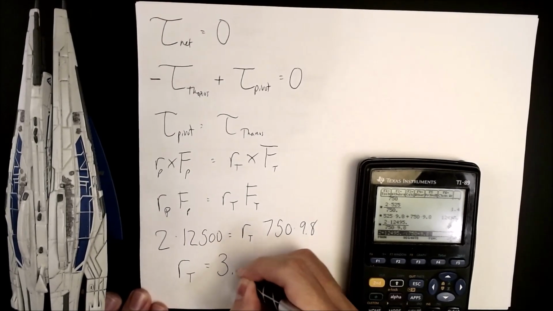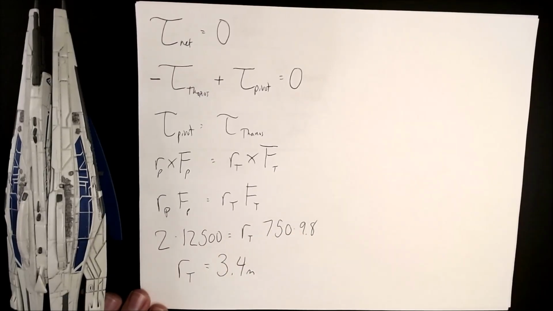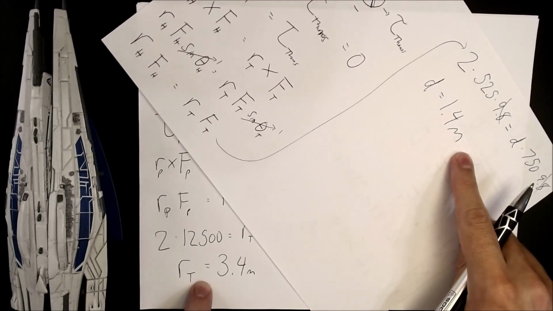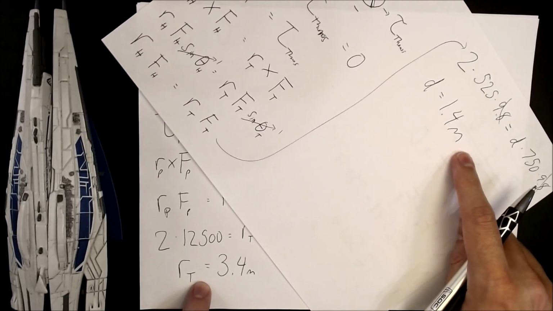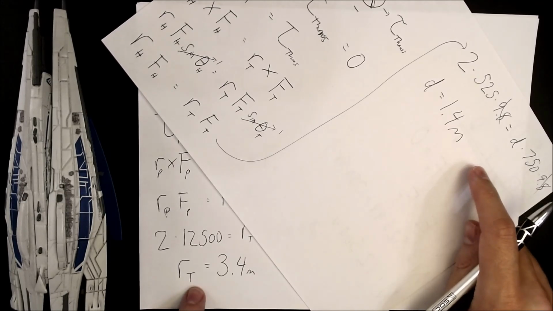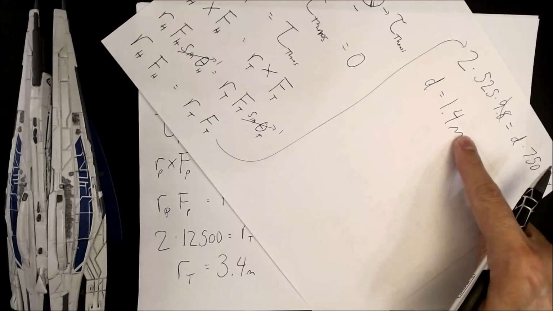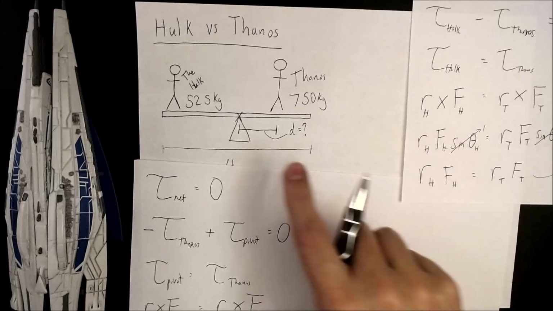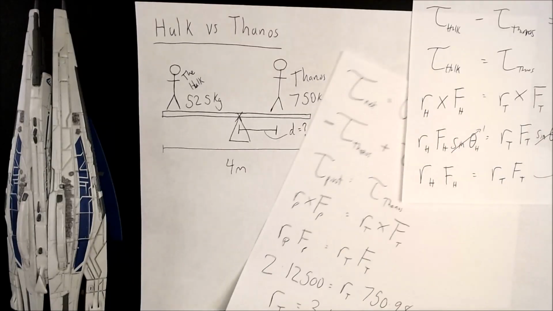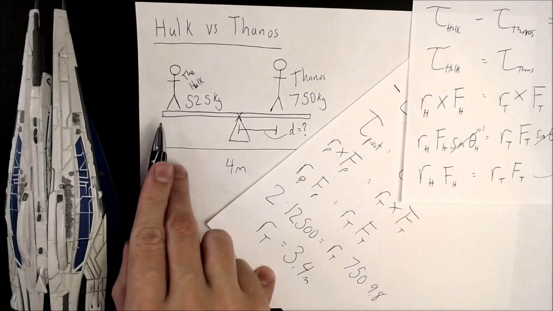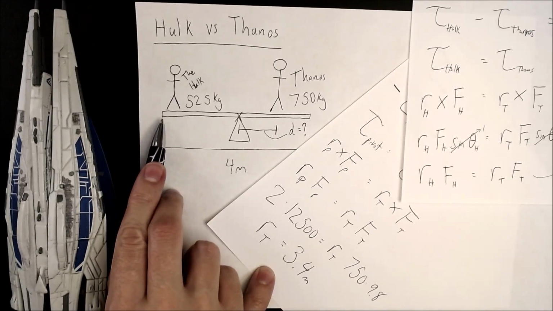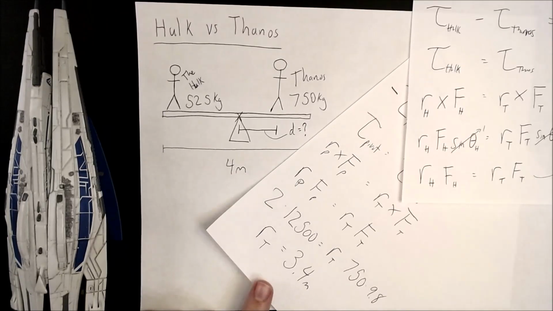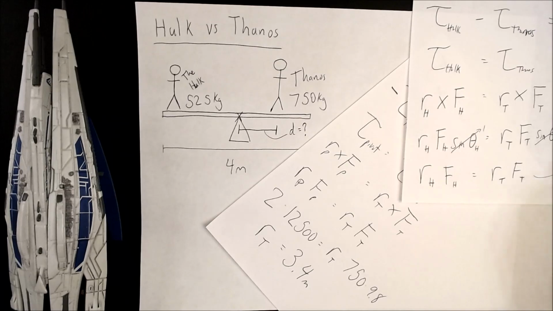Is this right? 3.4 meters? Wait a second. I got 1.4 meters over here. How are we going to make sure that we're actually right? Well, on this one, I was measuring from the pivot point. Thanos was 1.4 meters from the pivot point. But on this one, I was measuring from all the way over here. And he is, in fact, 3.4 meters from all the way over there, from the Hulk. So this does actually make sense. And that's good, because this is physics.